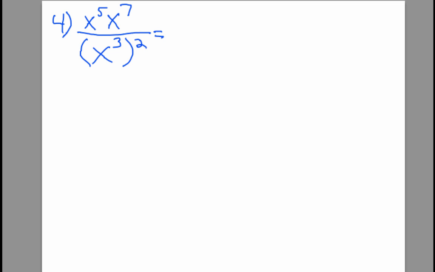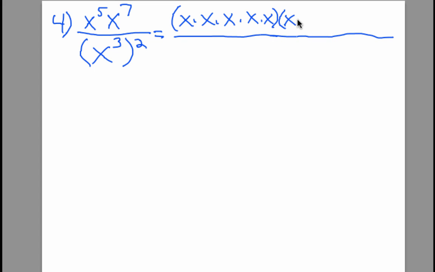So I've rewritten the problem here. All you have to know is what an exponent is. Now, an exponent is nothing other than how many times you multiply a number by itself. So if you look at the numerator here, you'll see that you have x times itself 5 times, multiplied by x times itself 7 times.